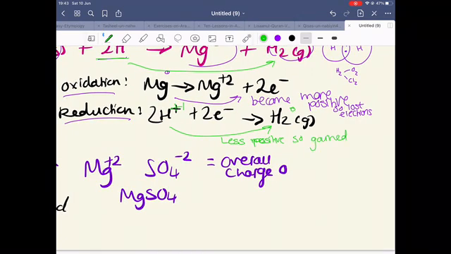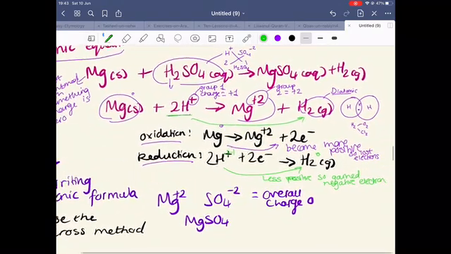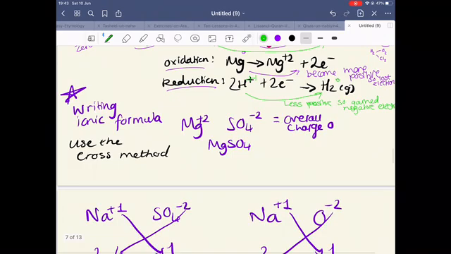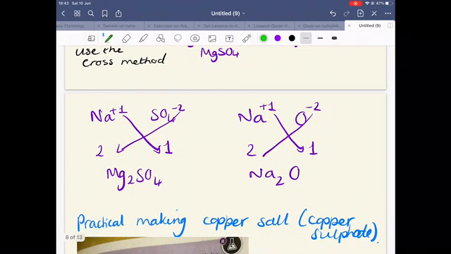So we have gained a negative electron. Again, it's diatomic, so that's the only reason why I've got the 2 in front, because I need to balance it on both sides, and therefore you have to gain 2 electrons. So oxidized, lost; reduced, gained electron.